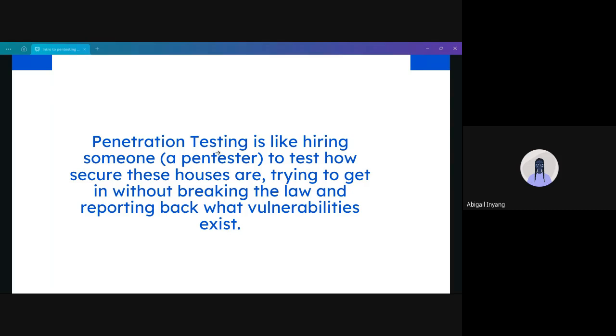What valuables can you steal? What valuables can you get from the company, and how far can you reach as a penetration tester? How much information can you get from this company? This is going to help organizations understand how vulnerable they are as a company, and how vulnerable their security networks are. So that is penetration testing.